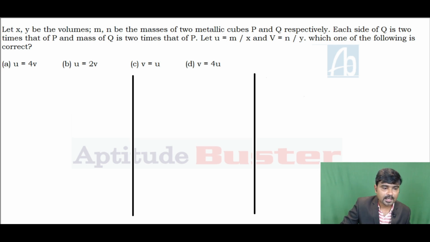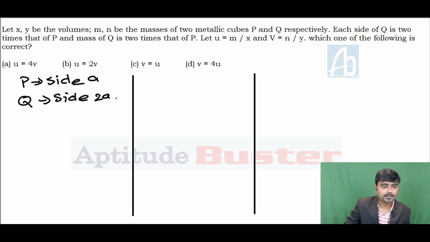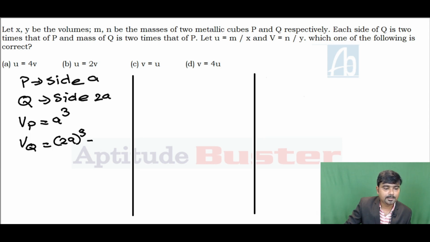I'll explain you clearly. If I assume the side of P is A, the side of Q is 2A. Now the volume of P equals A cube. What's the volume of Q? Volume of Q equals (2A) whole cube, that's nothing but 8A cube. Am I right? Okay.